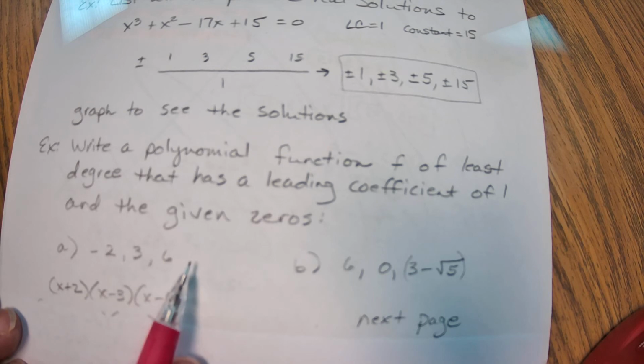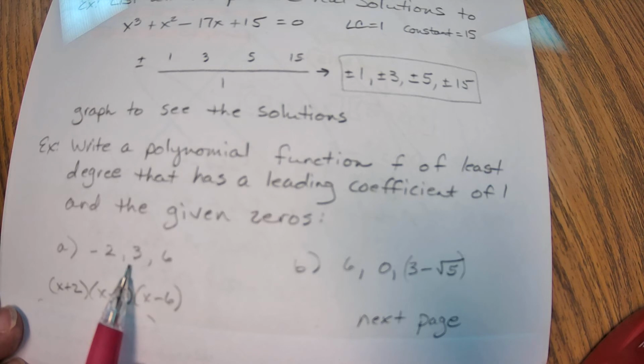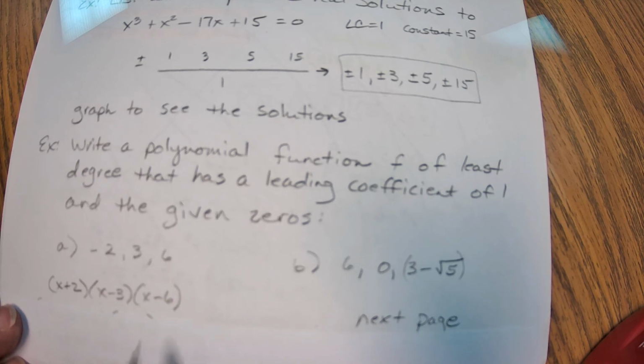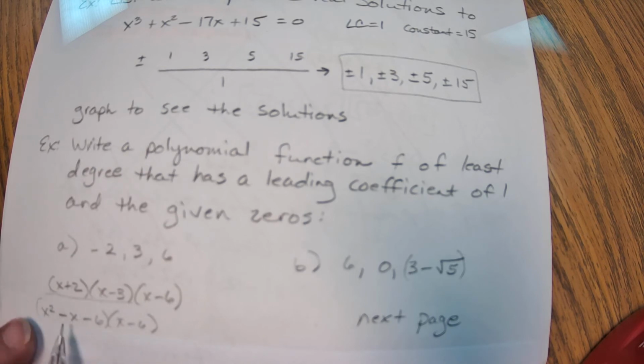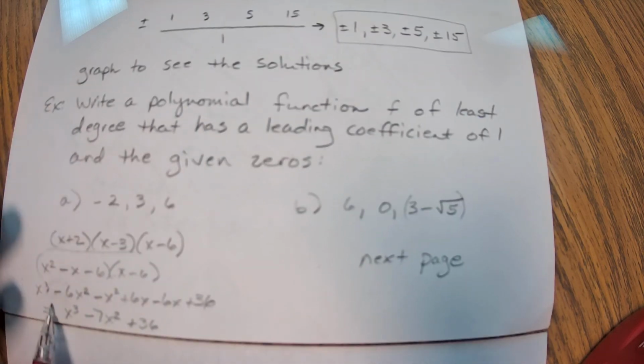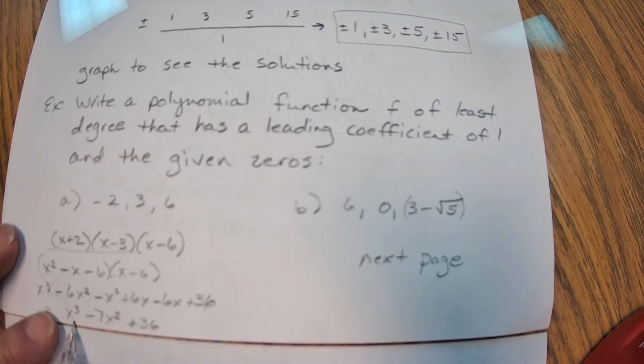So if these are my solutions, then I know that these are my factors. X plus 2, x would be negative 2 if this whole thing is set equal to 0. If 3 is a 0, then I know that x minus 3 is my factor. If 6 is a 0, then I know that x minus 6 is one of my factors. So since I know what the factors are, I'm just going to go ahead, multiply this part first. I get this. And then I'm going to multiply this times the last factor. And when you do that, this is the equation that you get. I'm going to collect like terms. My final answer would be x cubed minus 7x squared plus 36.